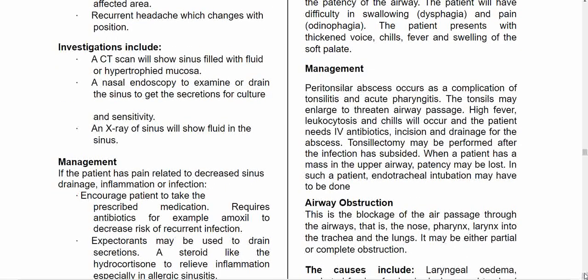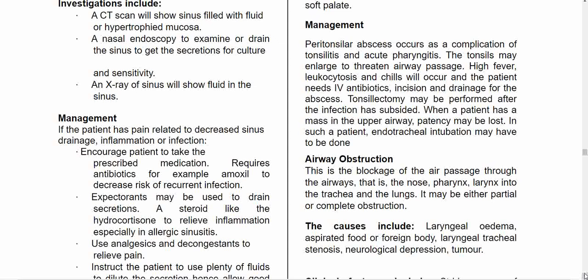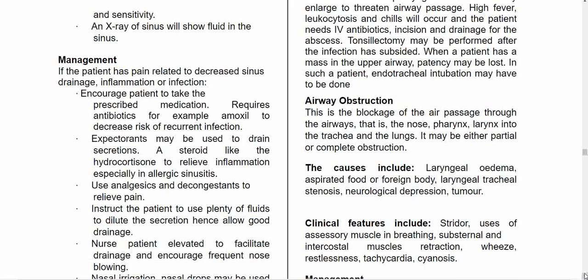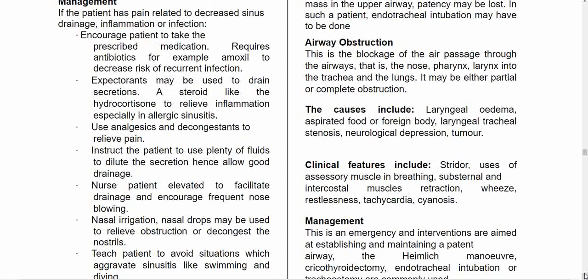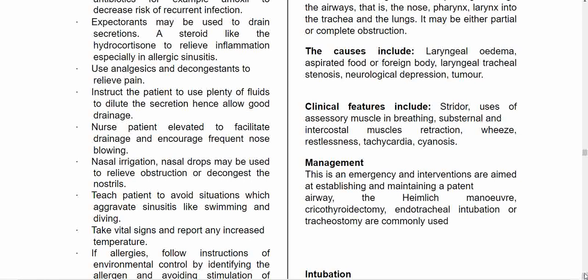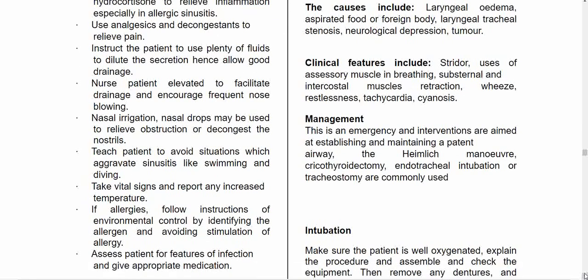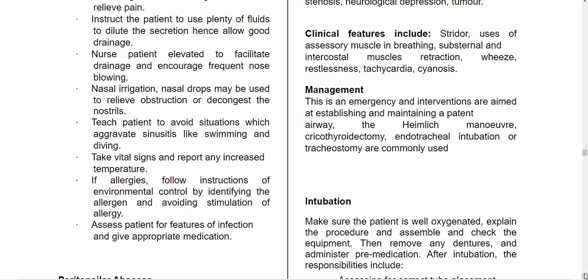How do we manage sinusitis? Management of the patient's pain. To decrease sinus drainage, inflammation or infection, encourage the patient to take the prescribed medication. Requires antibiotics, for example amoxicillin, to decrease risk of recurrent infection. Expectorant may be used to drain secretion. A steroid like hydrocortisone relieves inflammation, especially in allergic rhinitis and sinusitis. Use analgesic and decongestant to relieve pain. Instruct the patient to use plenty of fluid to dilute the secretions and allow good drainage.